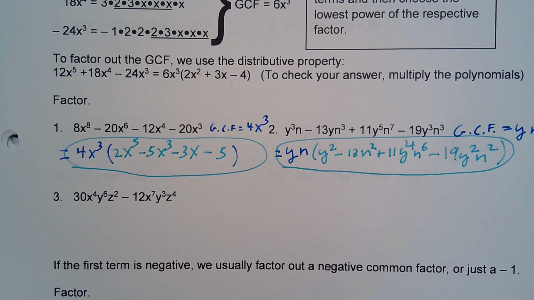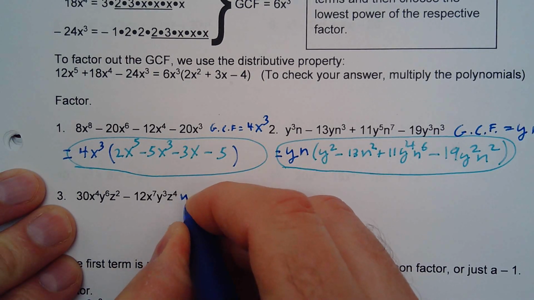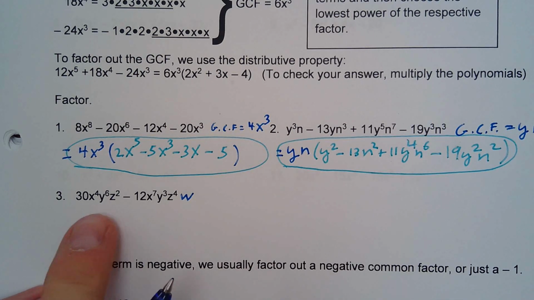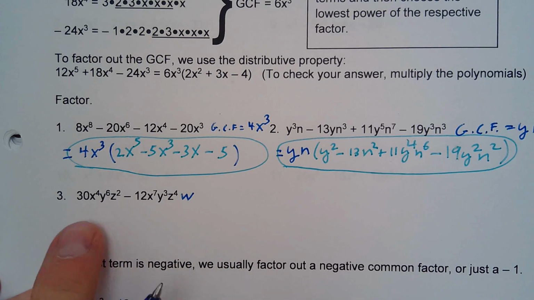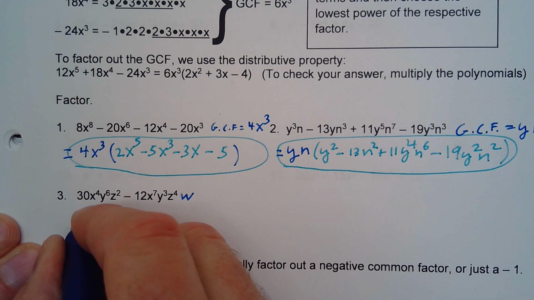All right, let's try this next one. I'm going to modify this one just slightly. I'm going to add a w here, just to make it a little bit more interesting. Part of that is just to illustrate something. When I'm looking at my greatest common factor, first I look at 30 and 12. That's going to be 6.